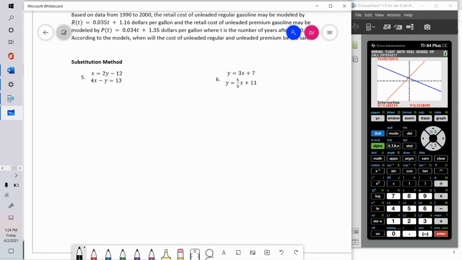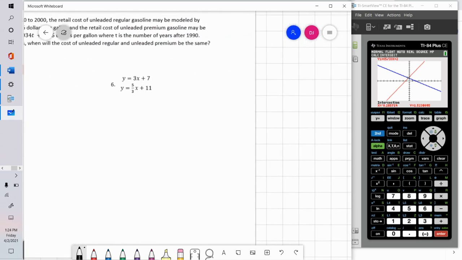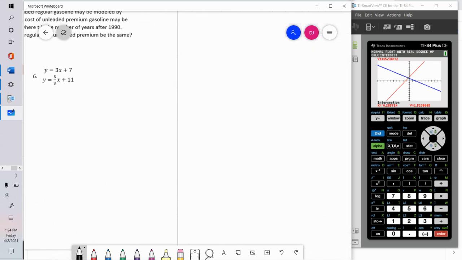If you look at number 5, x equals 2y minus 12, 4x minus y equals 13. This is set up perfectly to do a substitution method. Remember, hopefully you've seen this. What if y equals 3x plus 6? And I say to you, find y when x is 2. If x equals 2, we would put 2 in for x, and y would be 3 times 2 plus 6. 6 plus 6 is 12.